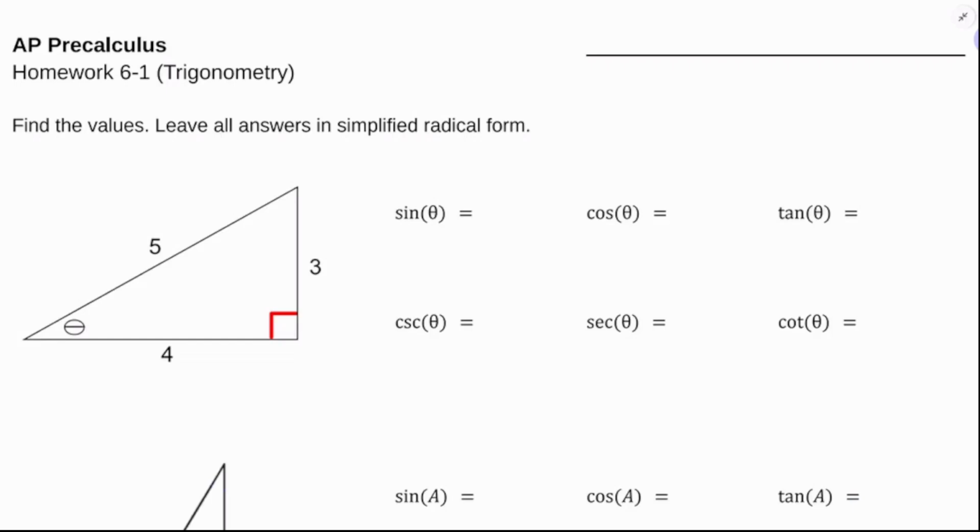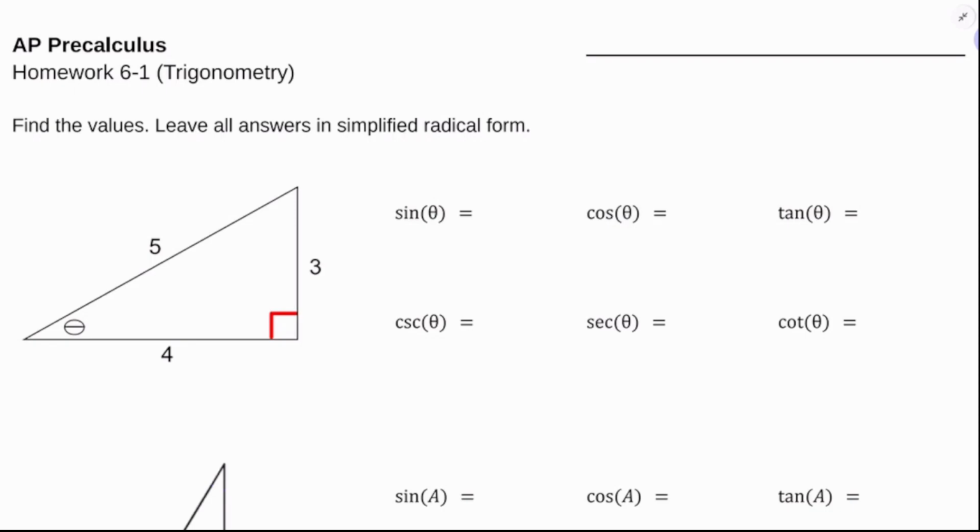All right, let's work AP Precalculus homework 6-1. So I think what we really need to know about this is obviously SOHCAHTOA: sine, cosine, tangent, the definitions of secant, cosecant, and cotangent, and inverse trig and our special right triangles. That's what we need, so let's use them.